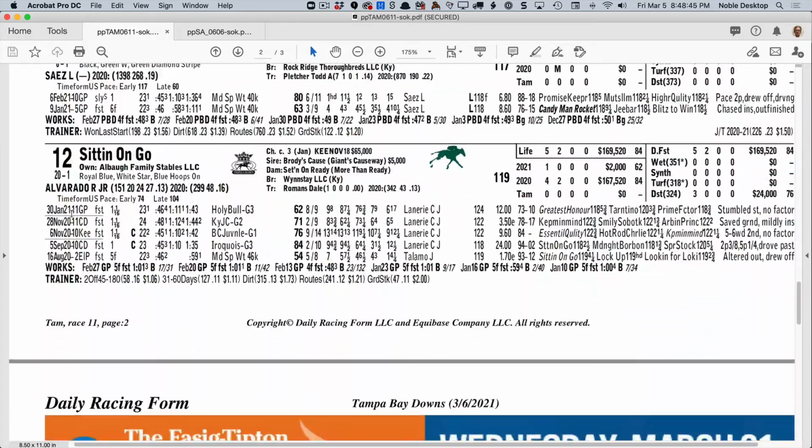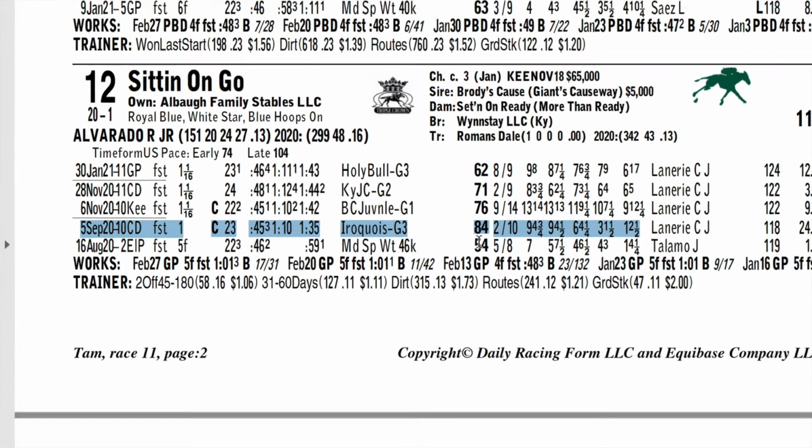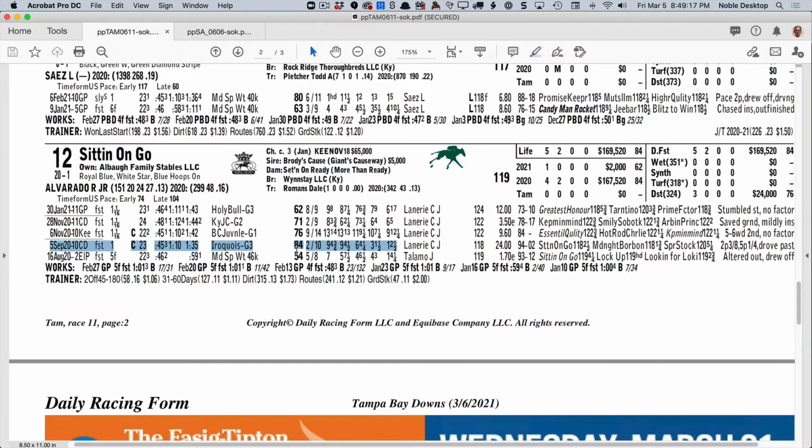And I'm just going to scroll all the way down here to Sitting on Go. Now, Sitting on Go ran an 84 in this race. And I'm going to zoom in. Hopefully that looks nice and big for you. This is in September, right? In September, he ran a mile at Churchill Downs, and he ran that 84. And what's impressive about that is that he ran it when he was so young. And I'm going to give Chris an opportunity here to talk about the age of horses and what their rough equivalent is in human years, just to give you an idea.